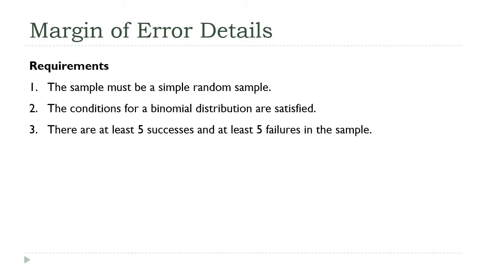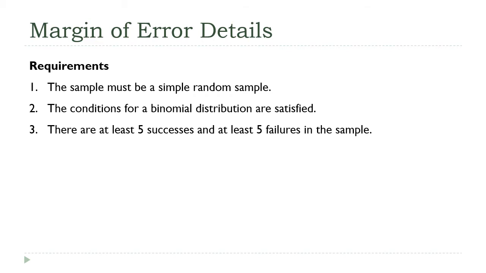Okay, and I warned you earlier, we're talking about the central limit theorem. We're always going to have conditions with these things, conditions that we have to think about and make sure are met before we jump in and start using these formulas. So to use this margin of error formula, I have to check three things. First, the sample must be a simple random sample. The sample has to have been selected properly, if you will. The conditions for a binomial distribution have to be satisfied, and there have to be at least 5 successes and at least 5 failures in the sample.